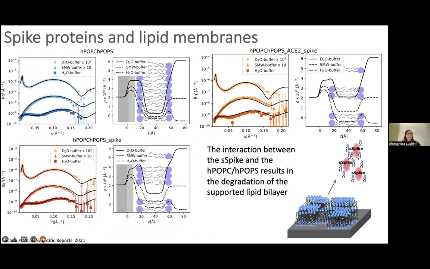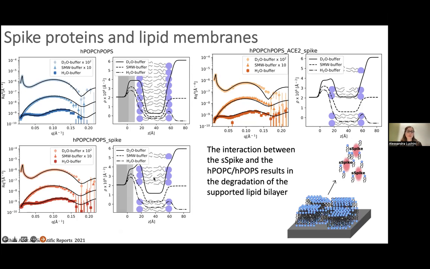So here you can see the data that we collected for the synthetic lipid system. So up here is just a POPC, POPS bilayer formed with the peptide disk, just as a control that the bilayer was formed with good surface coverage and expected structure. And then we added the spike protein, as I mentioned, in the presence and in the absence of the ACE2 receptor. And this is what we got.